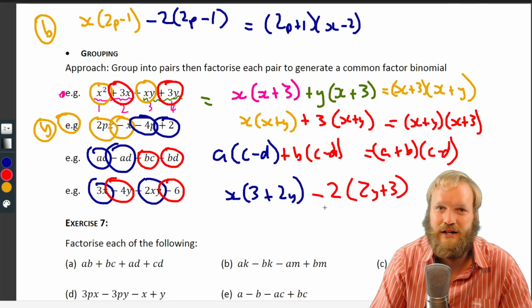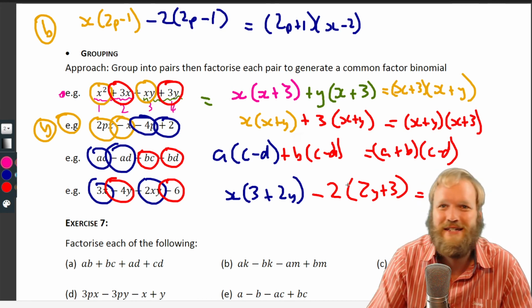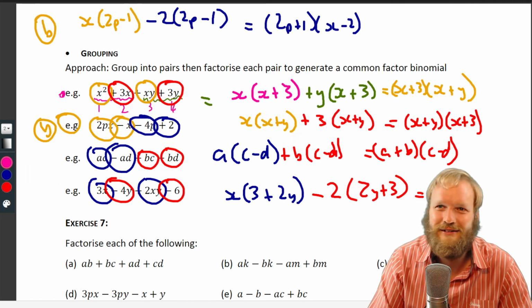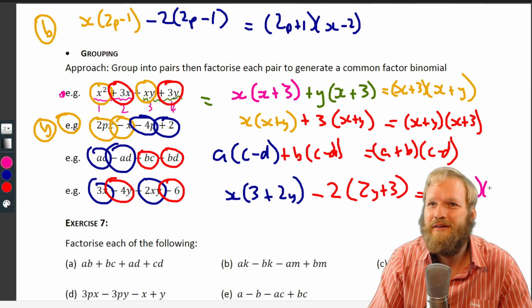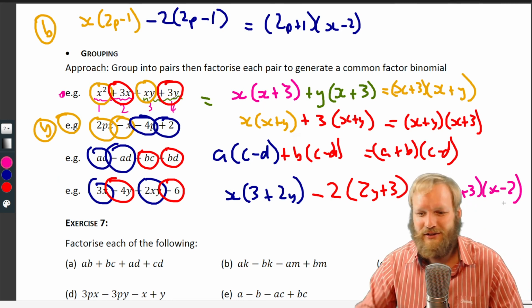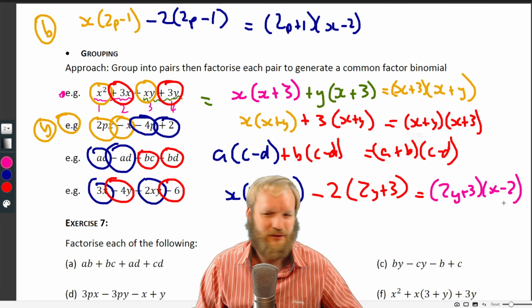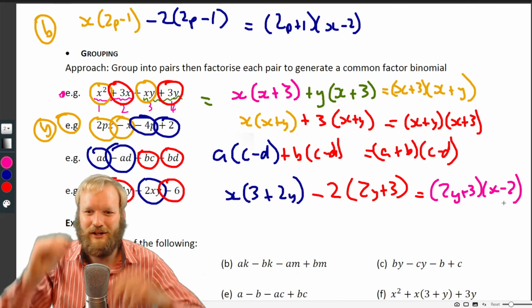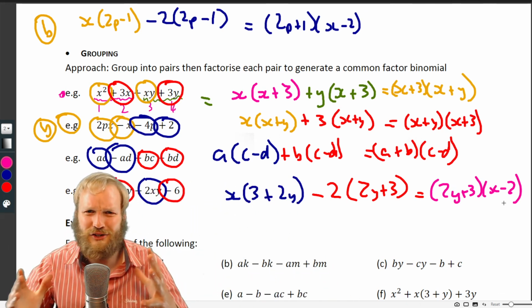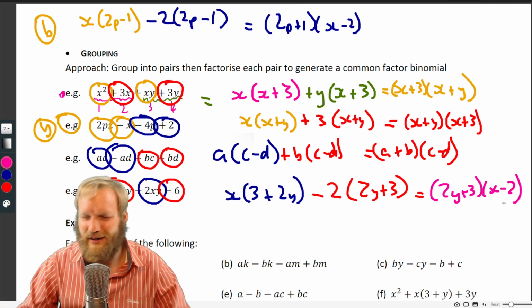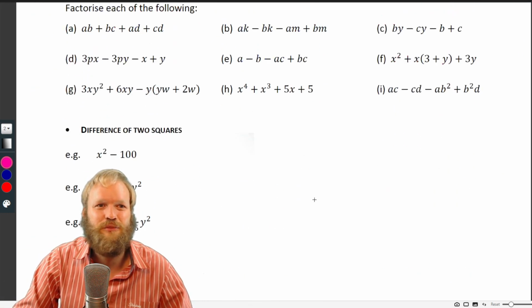Oh, look, those two brackets are the same. So you're like, yay, life is dandy. So 2y plus 3, x minus 2. There it is. I went through it quickly, but that's just to keep it short and punchy. So that's grouping.